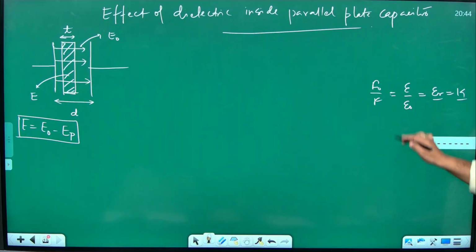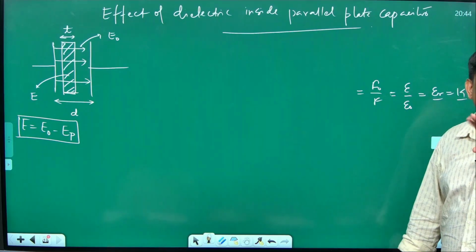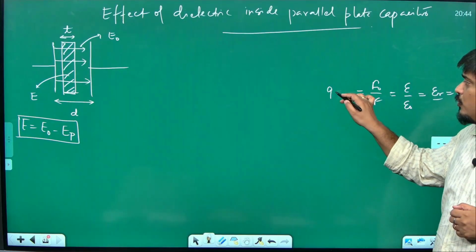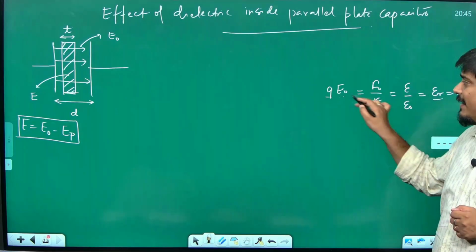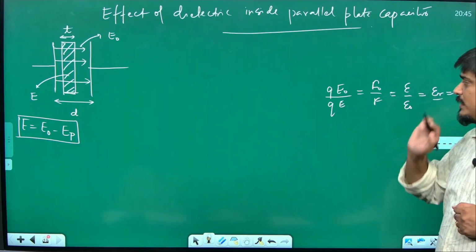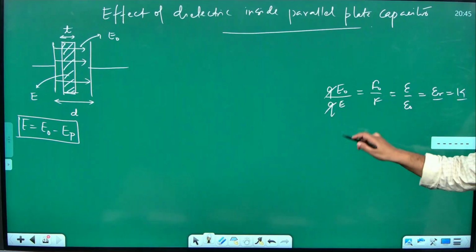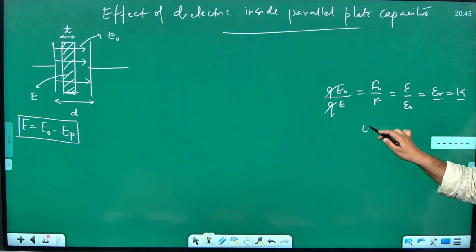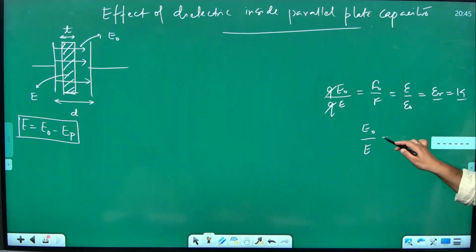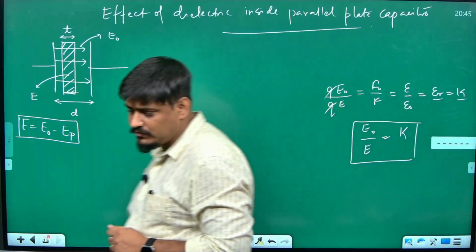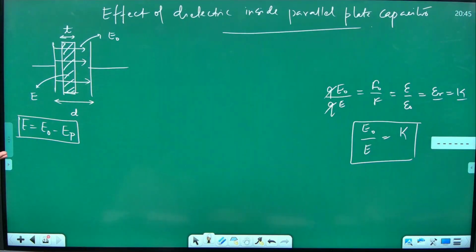You have recently learnt F is equal to QE, charge times electric field is force. So Q into E naught divided by Q into E. Q gets cancelled. So can I say that E naught by E is equal to kappa? Can I say this? E naught is the electric field when there is no medium, and E is the electric field with some medium. Am I right?